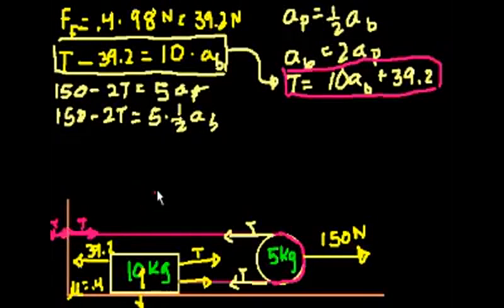So back to the problem. So we said the net forces on the pulley, which is 150 minus 2 times the tension, is equal to the mass of the pulley, 5 kilograms, times the acceleration of the pulley, and this is a P here. And at the very beginning of the problem, I had said, well, the acceleration of the pulley is half the acceleration of the block.